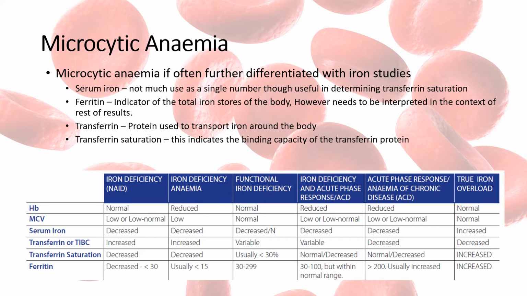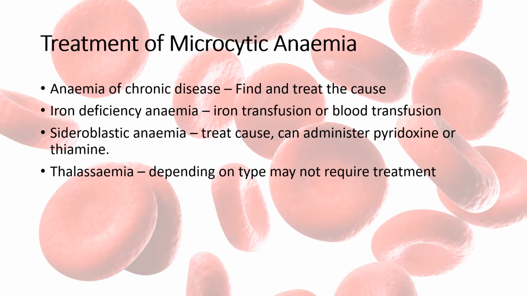Furthermore, it's important to note that other causes of microcytic anemias like thalassemia and sideroblastic anemia often will require further diagnostic tests with hemoglobin electrophoresis and bone marrow biopsies respectively. So once you have differentiated what is causing the anemia, it is able to be much more effectively treated.